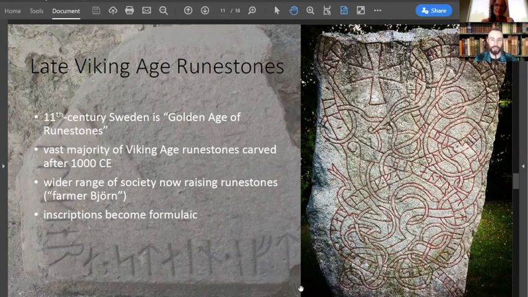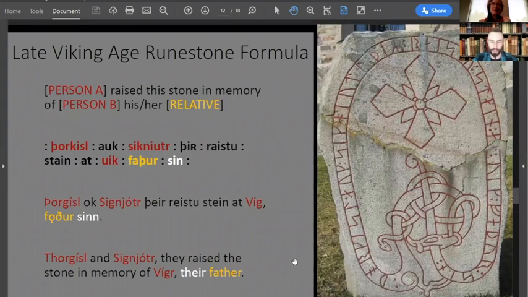And we also see runestones become formulaic. And why don't we take a look at the formula now? So most of these Viking Age runestones go something like this. Person A raised the stone in memory of person B, his or her relative. So a great example is this one from Norra Church from Uppland in Sweden. And it says, Thorgisl and Signjotr, they raised the stone in memory of Vigr, their father. So here we have two named brothers who are commemorating their father, who is also named.